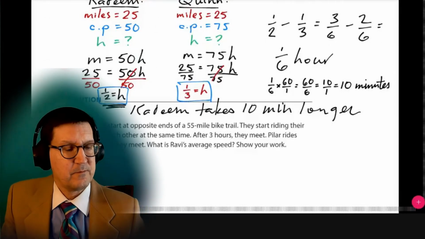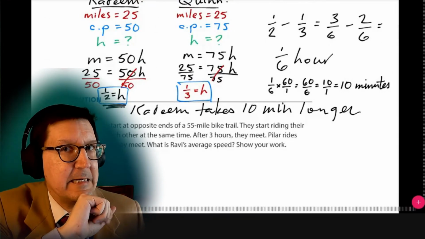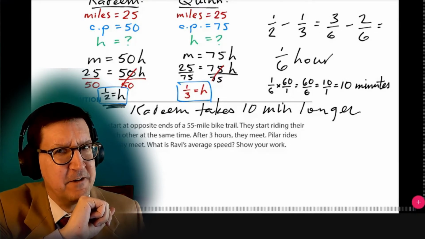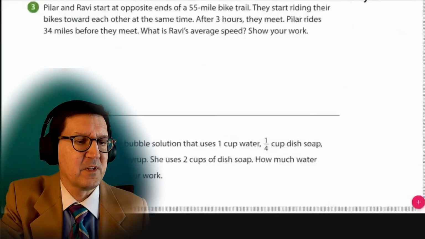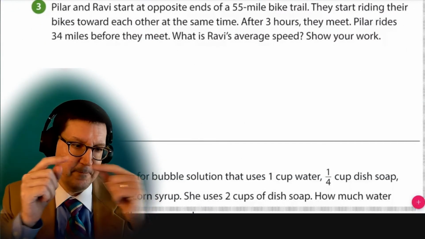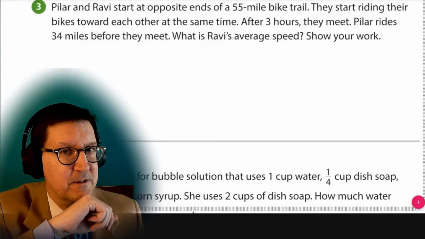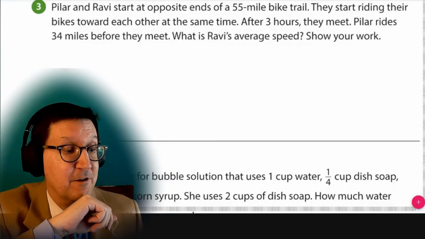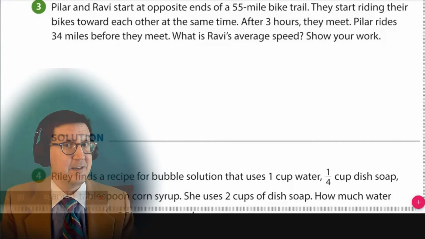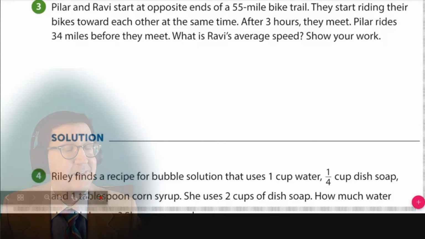So, let's look at number 3 now. Pilar and Ravi start at opposite ends of a 55-mile bike trail. They start riding their bikes toward each other at the same time. After 3 hours, they meet. Pilar rides 34 miles before they meet. What is Ravi's average speed? And show your work. Take some time, figure that one out, and I'll be back, and then we'll go over it.